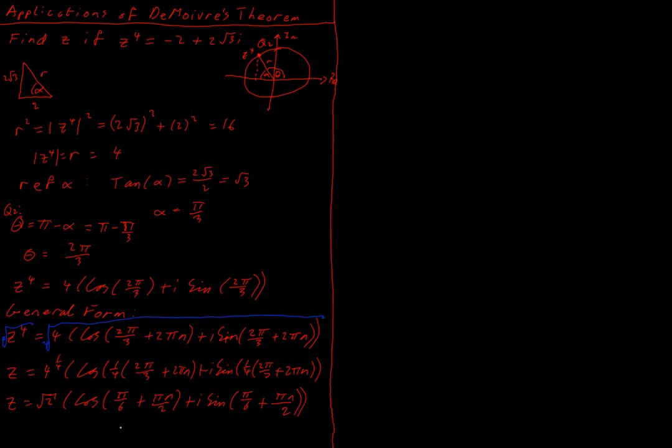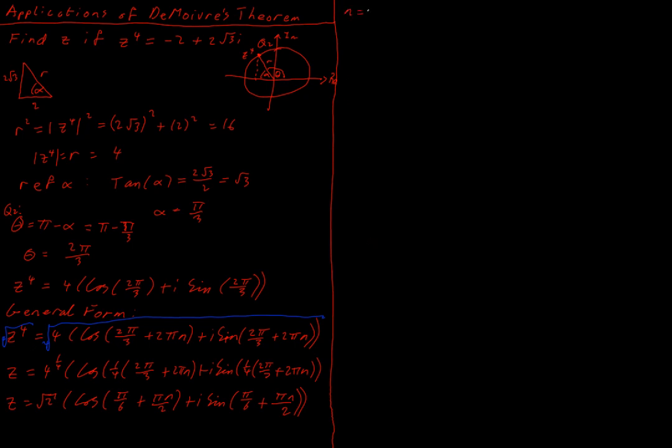So how many solutions am I going to get before I start repeating solutions? I'm going to have to rotate around 4 times before I start repeating solutions. So I'm going to end up with 4 valid solutions, 4 unique solutions. And that makes sense because I have a fourth power here, so I'm expecting to get 4 roots of a quartic equation. So let's start subbing in values for n.